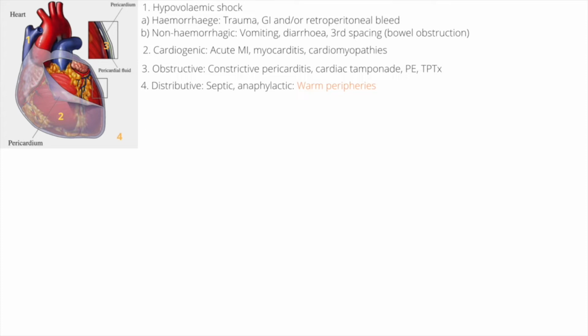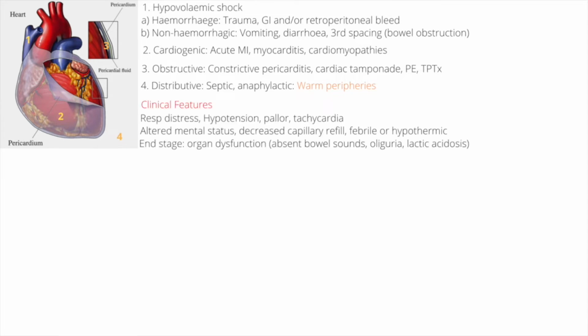Clinical features include respiratory distress, so tachypnea and use of accessory muscles, pallor, hypotension, tachycardia, altered mental status, decreased capillary refill, as well as being febrile or hypothermic. At the end stage, there will be organ shutdown, organ dysfunction, manifesting as oliguria, absent bowel sounds, and lactic acidosis.